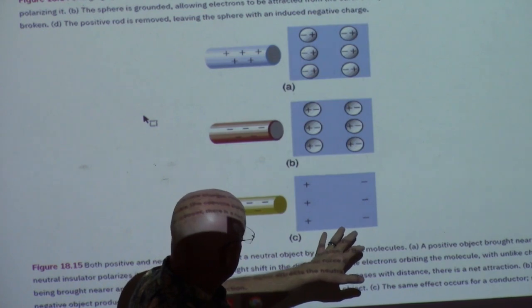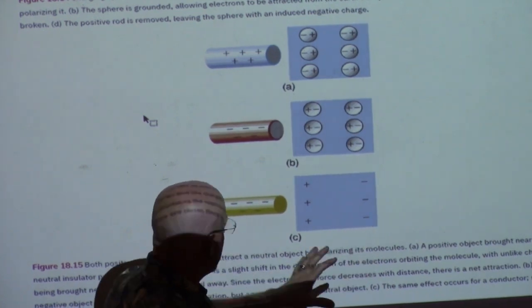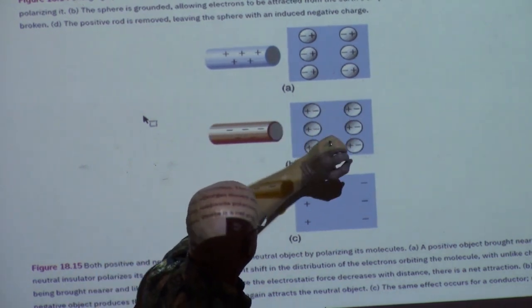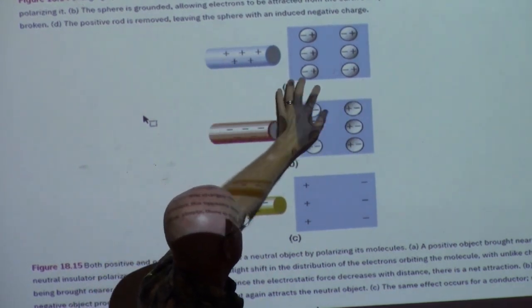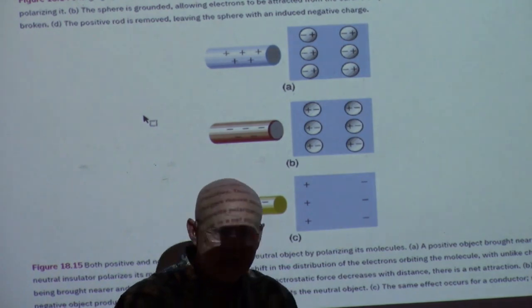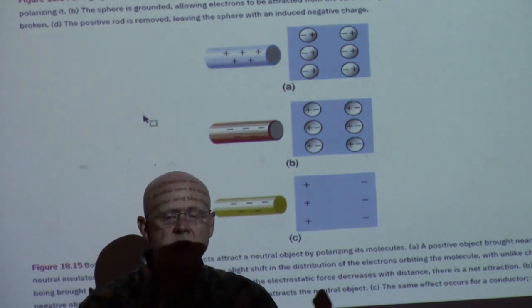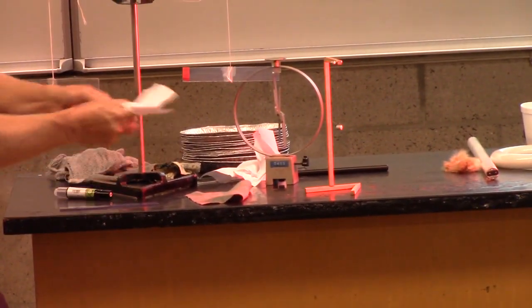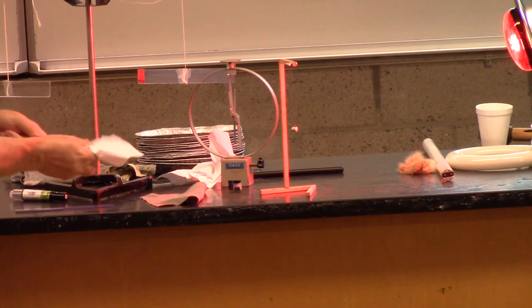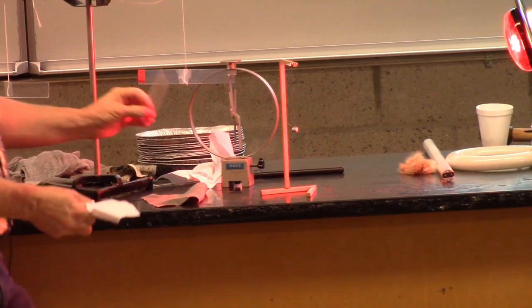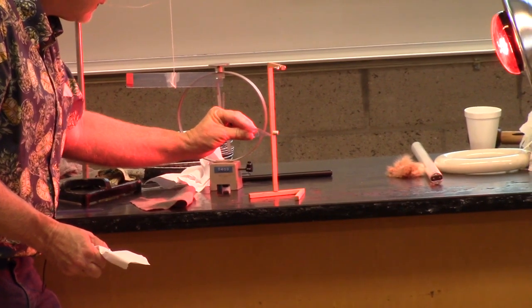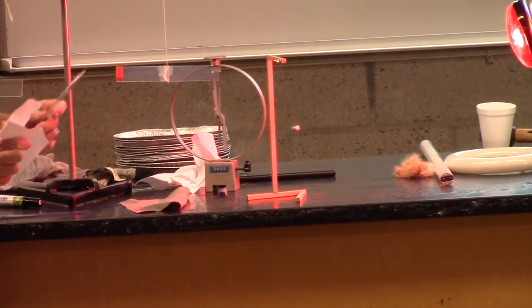Same thing. And so what I'm trying to say is it doesn't matter whether you bring a negative near a neutral or a positive near a neutral. Once it gets polarized, you still are going to get attraction because it gets polarized in the other direction. And so let's see if I can demonstrate it here by saying, all right, can I get an attraction? Yeah. Oh, more than I thought. Okay.